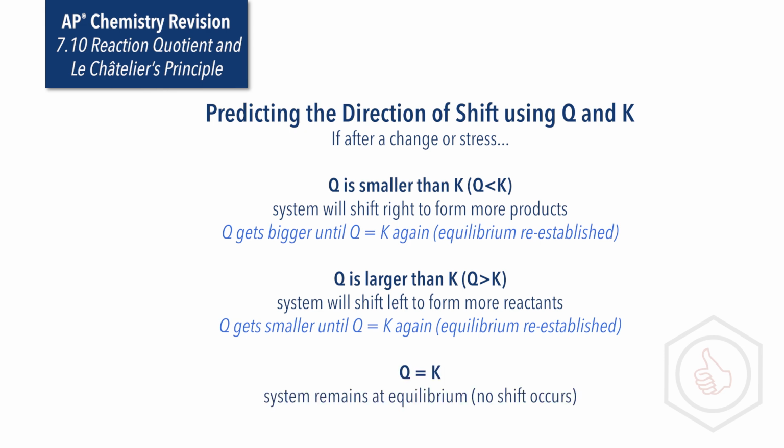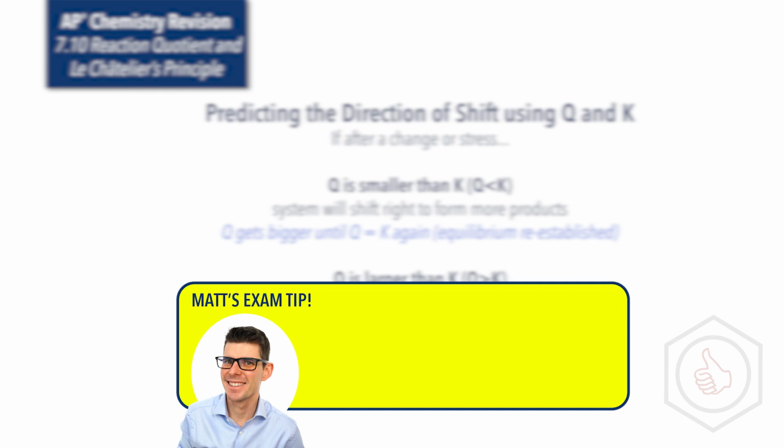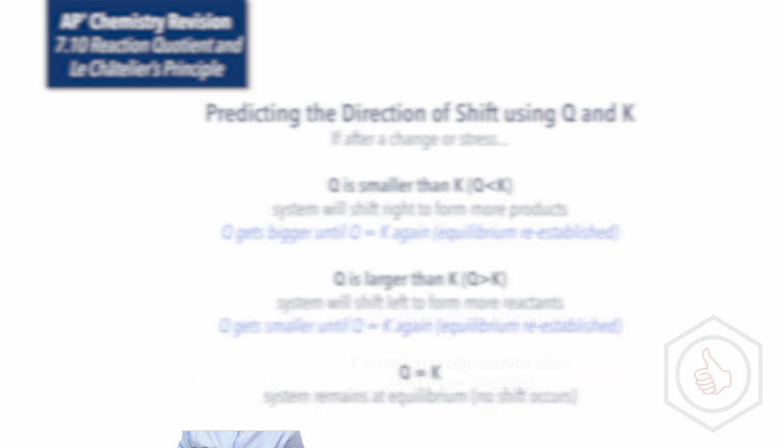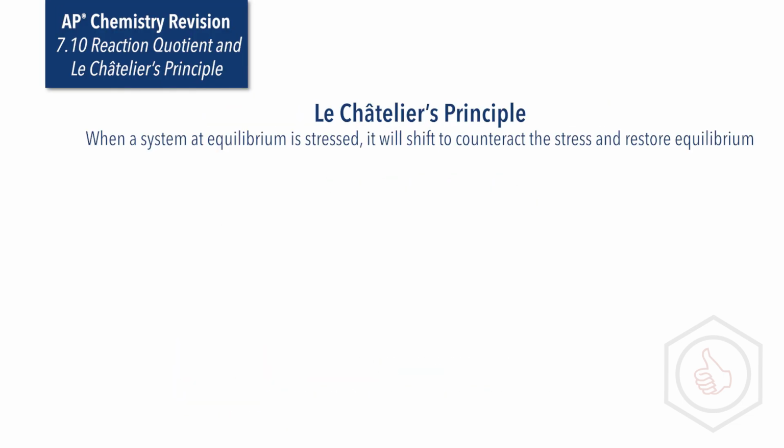no shift will occur. Exam tip here, you can kind of think of Q as telling us where the reaction system is at any moment in time, and K telling us where it's going to go. So Q being the ratio of product to reactant concentrations at a given moment in time, and K being the proportion of product to reactant concentrations at the end, when the system reaches equilibrium. So how does this link to Le Chatelier's principle?